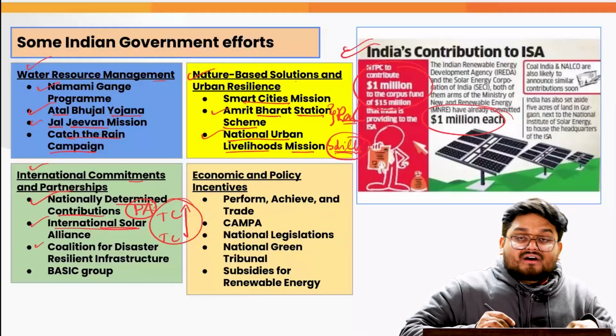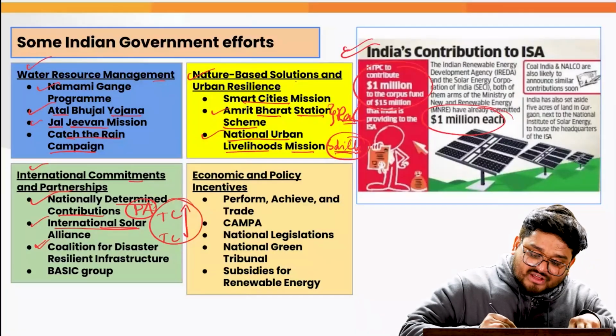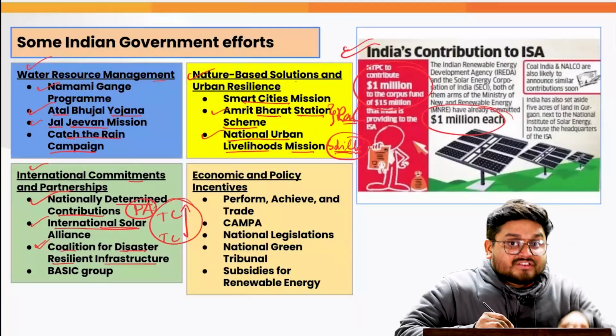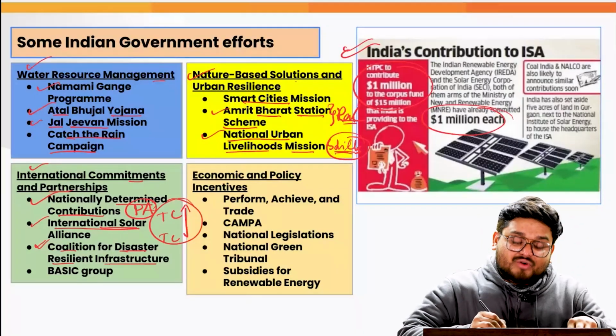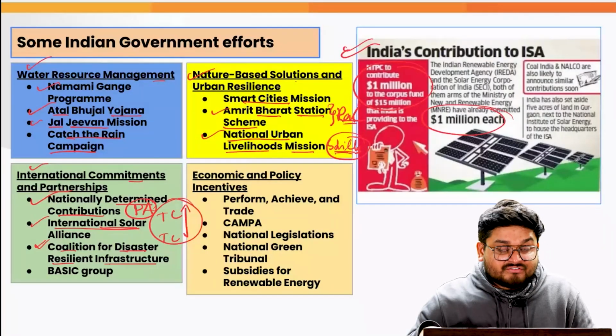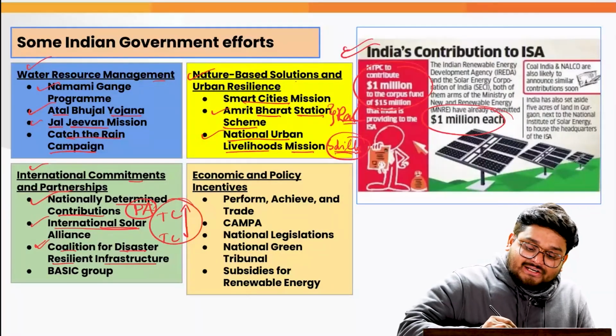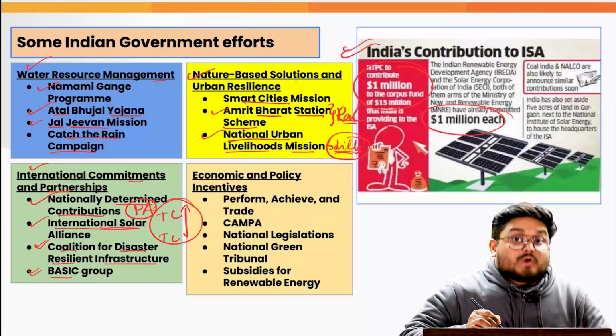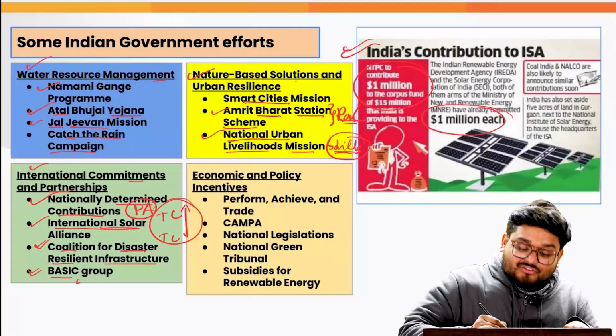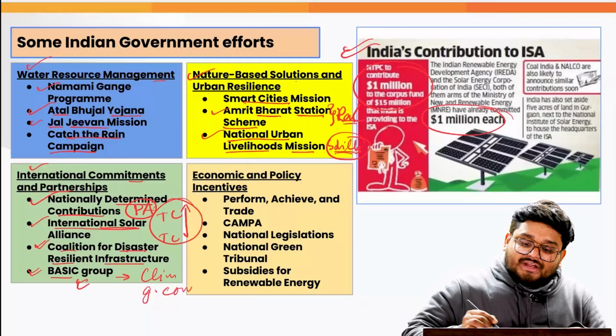Also, India is a part of the Coalition for Disaster Resilient Infrastructure, to assist other developing nations in having proper infrastructure for disaster management. And finally, India is also part of the BASIC group, where we have China and some other like-minded countries, for climate goals convergence, right?